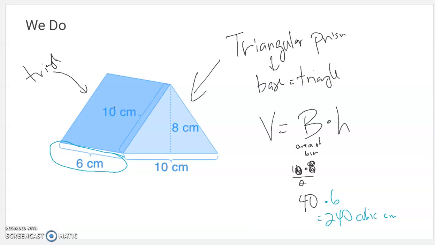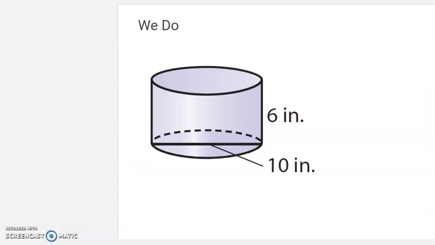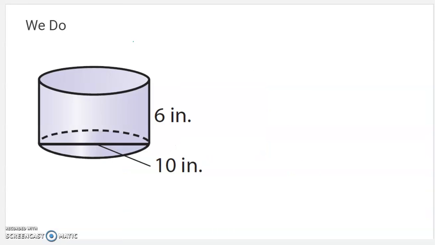So pause here. When you're done with that and you understand that one, again, rewind if you need to for a better explanation. We'll do one more example. This is a cylinder. It is not technically a prism, if you want to make that note, because the sides are not rectangles.